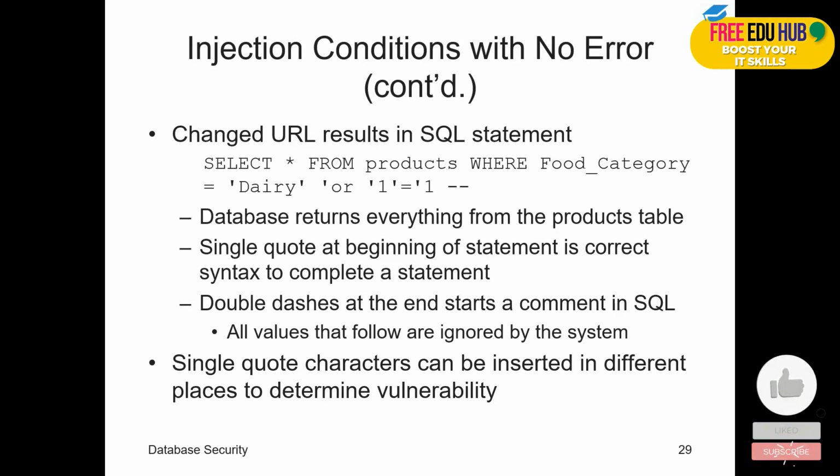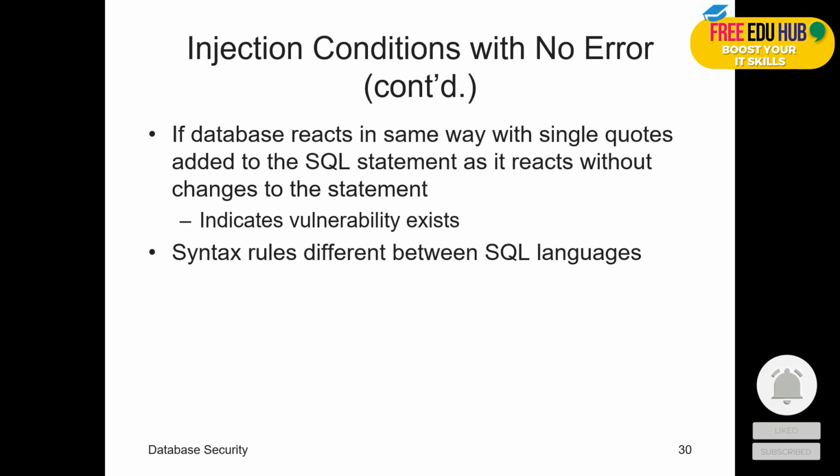Single quote characters can be inserted at different places to determine the vulnerability. If a database reacts in the same way with a single quote added to the SQL statement as it reacts without the changes to the statement, it indicates the vulnerability exists. Because if you try it with a single quote and didn't get a result, that gave you two options. One is you got an idea of what kind of database is being used. The second is that the database is not secure enough to handle any kind of SQL injection.